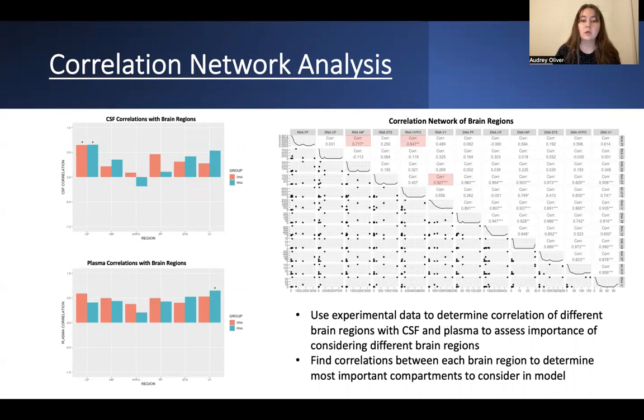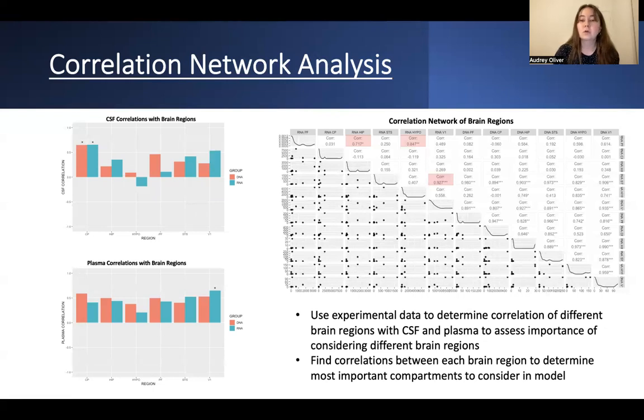And so in order to create our model, we use that experimental data to determine a correlation of different brain regions with the CSF in the plasma in order to assess the importance of even considering those different brain regions. And so looking at our graphs, we see there's not a high enough correlation of the CSFs or the plasma with any of the brain regions in order for either of those to accurately explain that viral persistence within the brain, meaning it is important to consider the brain.